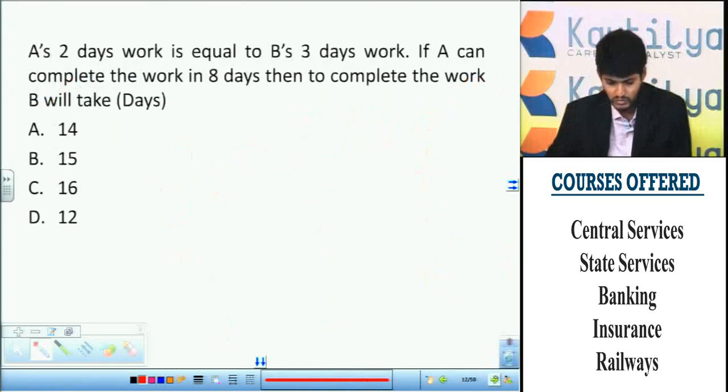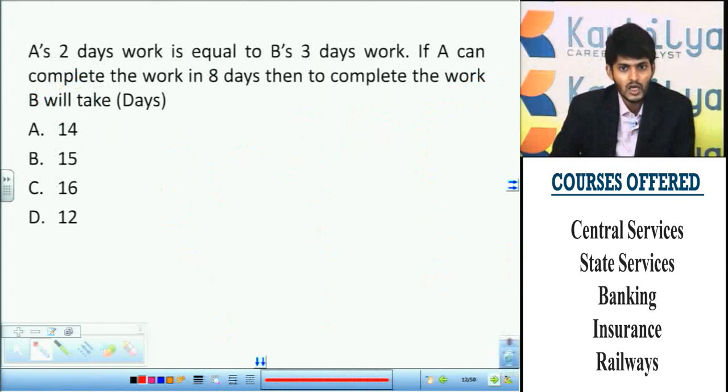Okay, now let us move on to your next question. Now moving on to another concept, which is time and work. Okay, time and work is one chapter which is very easy to solve, and you should never miss out on any question in this chapter.